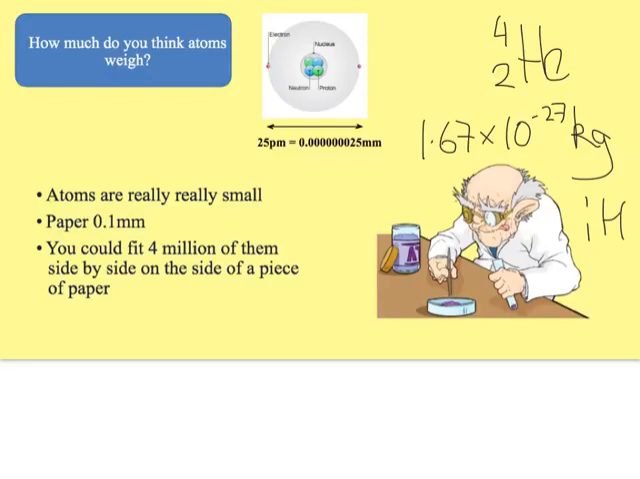And I sort of sat down and worked out, looking at the distance, there's the radius of an atom as well. Okay, so 25 picometers. And if there's a piece of paper that is 0.1 millimeter thick, you could theoretically fit 4 million of them side by side on the edge of a piece of paper. Okay, so on the little tiny edge of a piece of paper. So very, very, very small indeed.